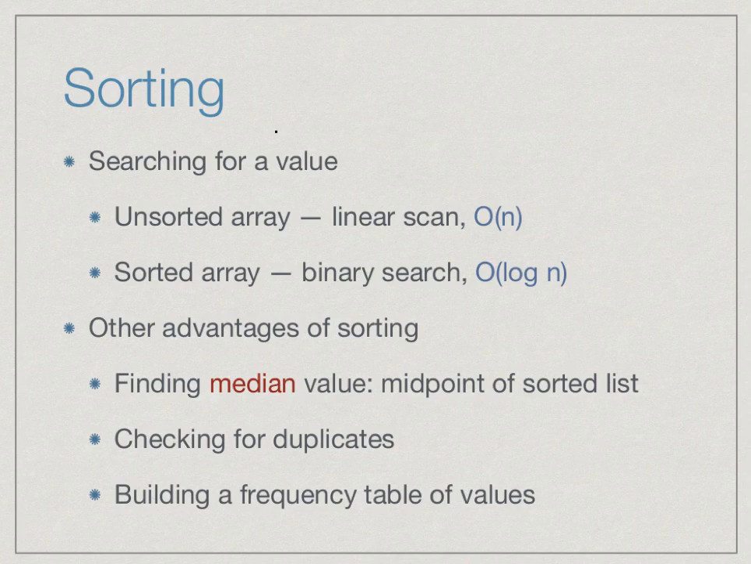We can also do things like building frequency tables or checking for duplicates. Essentially, once we sort a sequence, all identical values come together as a block. So first of all, by checking whether there is a block of size 2, we can check whether there's a duplicate in our list. And for each block, if we count the size of the block, we can build a frequency table.